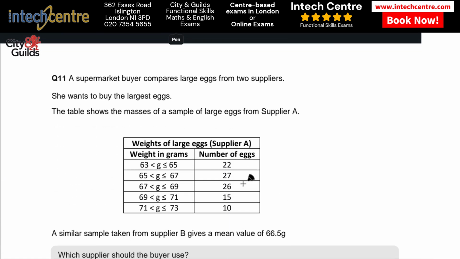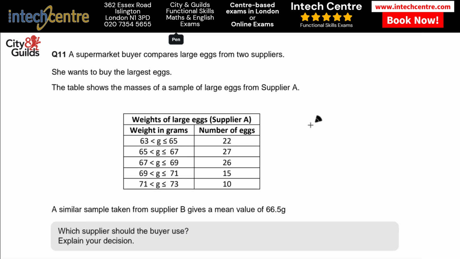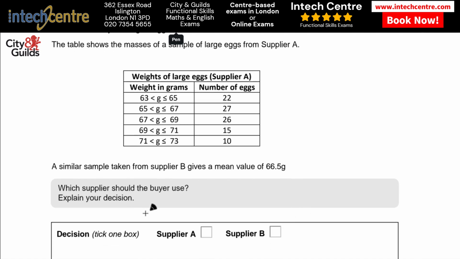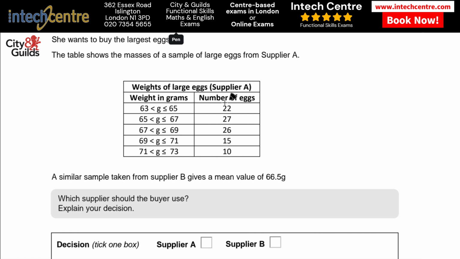Moving on to question 11. A supermarket buyer compares large eggs from 2 suppliers. She wants to buy the largest eggs, and the table shows the masses of a sample of large eggs from supplier A. A similar sample taken from supplier B gives a mean value of 66.5. Which supplier should the buyer use? Now, for this one, to start off, at the top here we have a frequency table. So we're going to figure out a mean value for the eggs from this frequency table, and we were already given one for B.